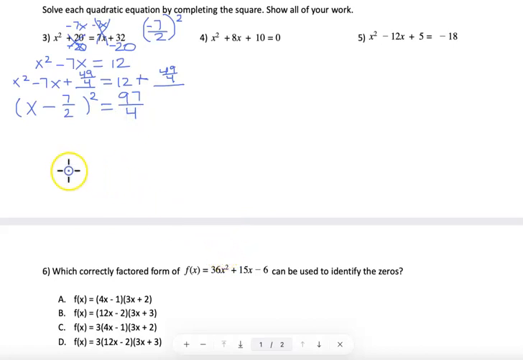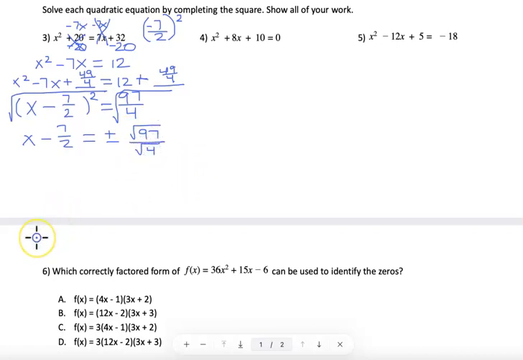Next is to square root both sides, remembering that when we do that, we need to put in a plus or minus on that right side. On the left side, the square root and the squared undo each other. So I've got x minus 7 over 2 over there. Over here, again, don't forget that plus or minus. When I have a fraction under a square root, I really just square root the top and square root the bottom. So square root of 97 over the square root of 4.